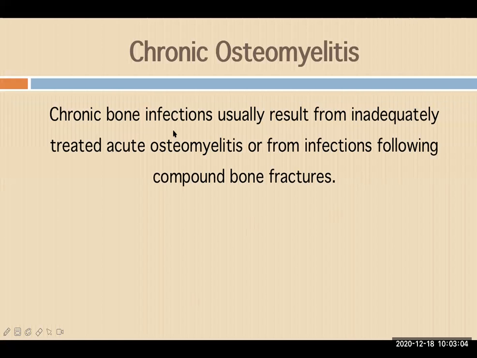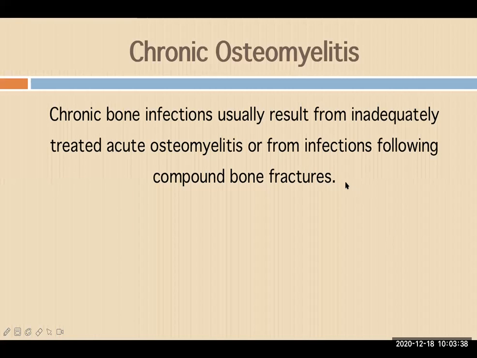Now, chronic bone infection or chronic osteomyelitis usually results from inadequately treated acute osteomyelitis or from infection following compound bone fracture. You have done that before. This is an open bone fracture. The fracture site is visible from outside, and there is a high chance of contamination. That area can easily turn into osteomyelitis, and later on again into chronic osteomyelitis.